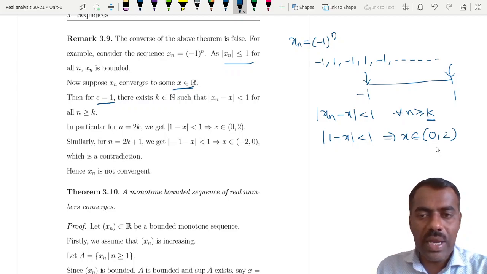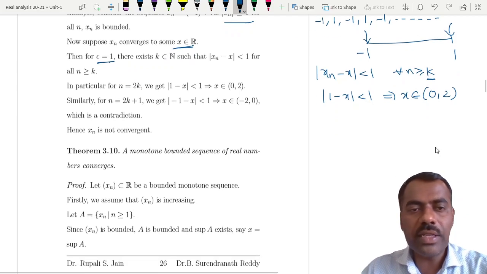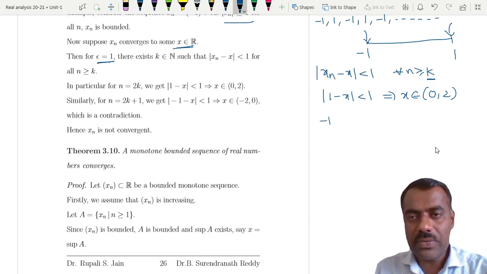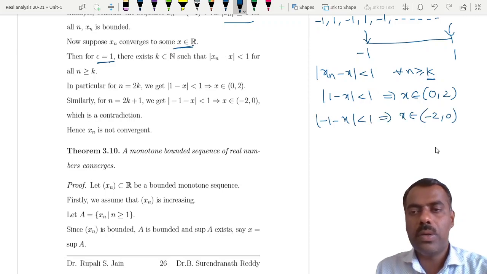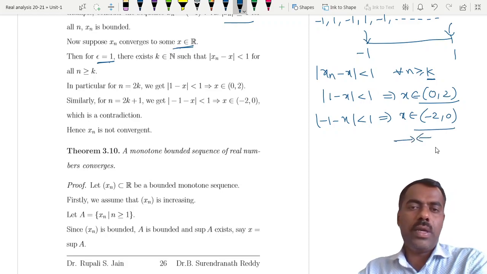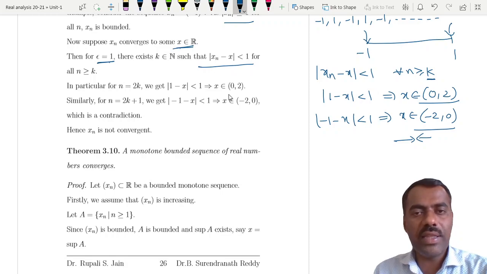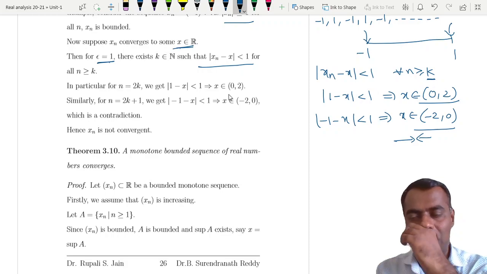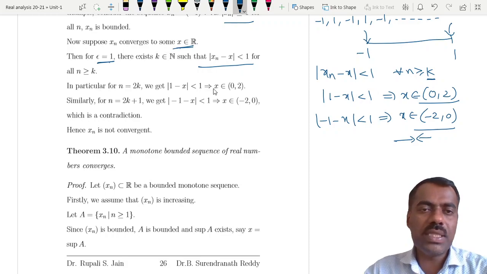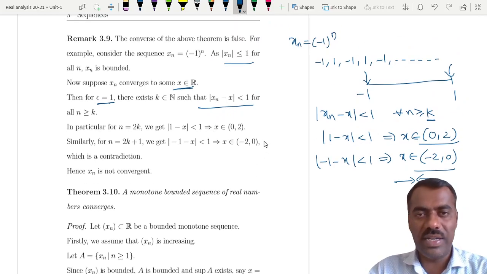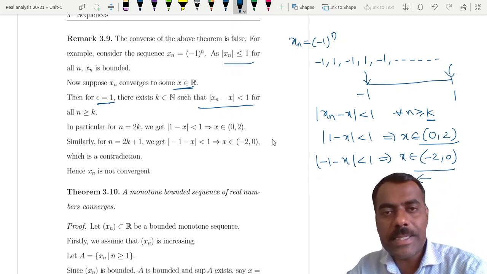And if I take n equal to 2k plus 1, odd, then xn is minus 1. That means x is in minus 2 to 0. So how is it possible that x is in the interval 0 to 2 and also x in minus 2 to 0? This is a contradiction, because we said that mod xn minus x is less than 1 for all n greater than or equal to k. But here x is in 0 comma 2 as well as in minus 2 comma 0, which is not at all possible. That means this sequence is not convergent, but it is a bounded sequence. So not every bounded sequence is convergent.